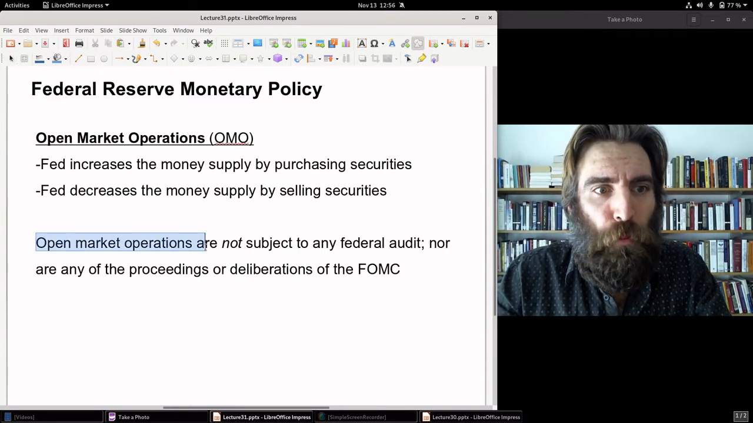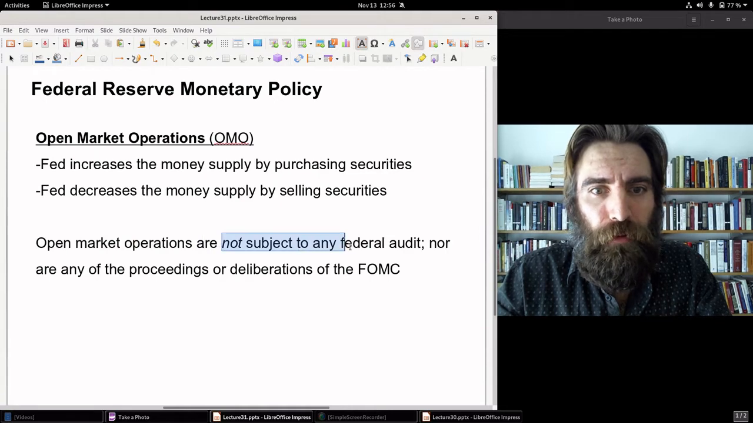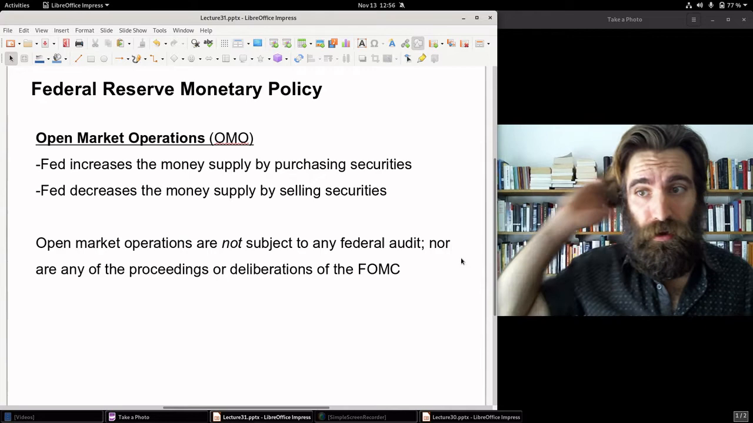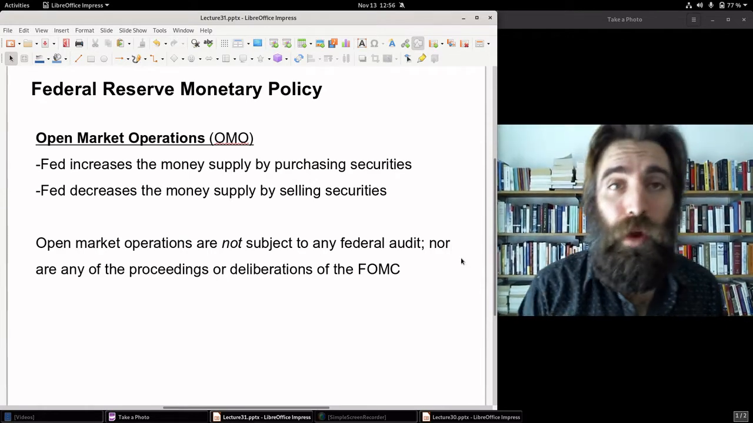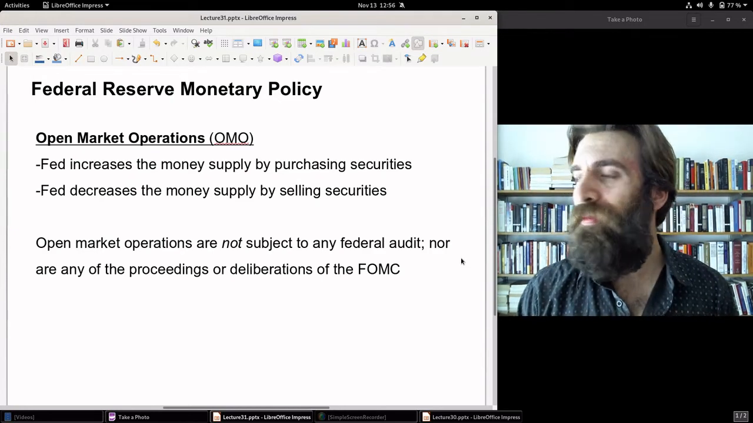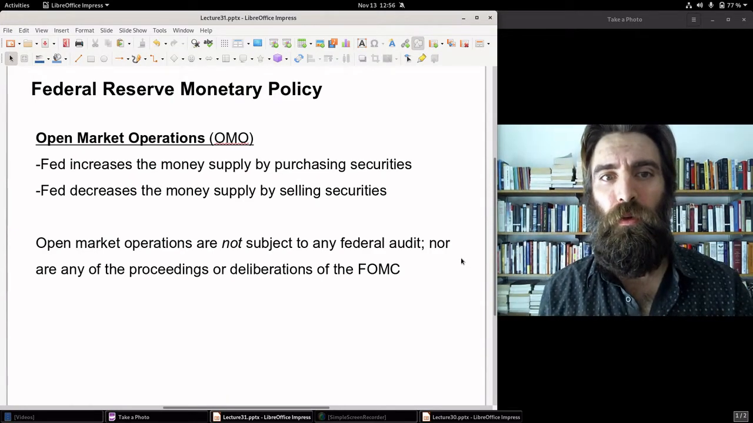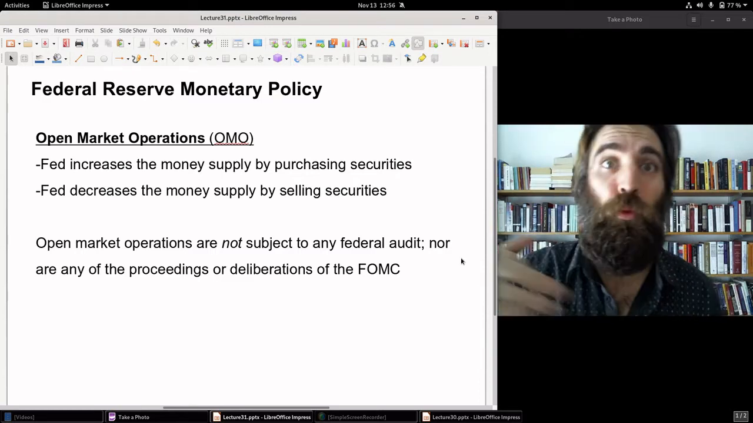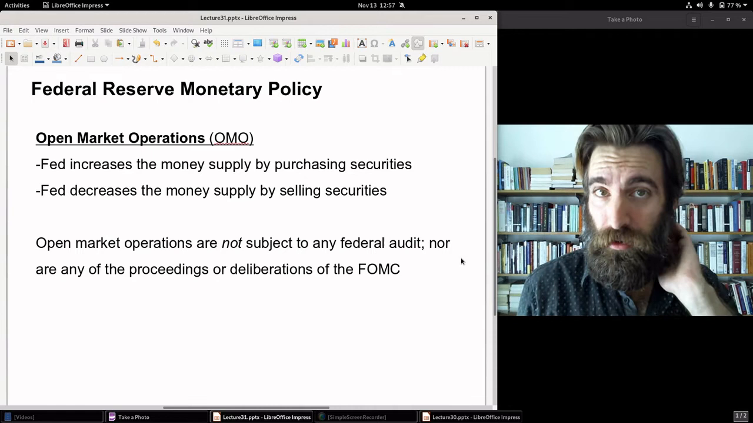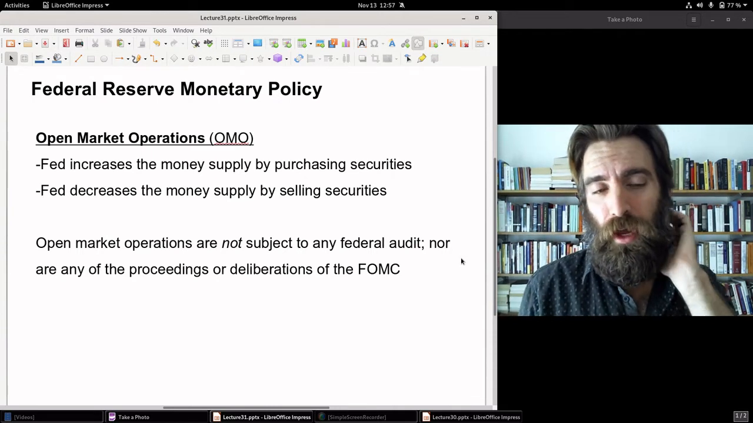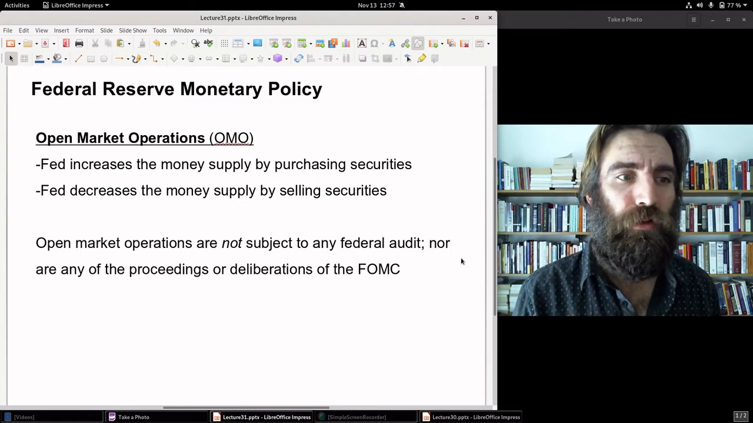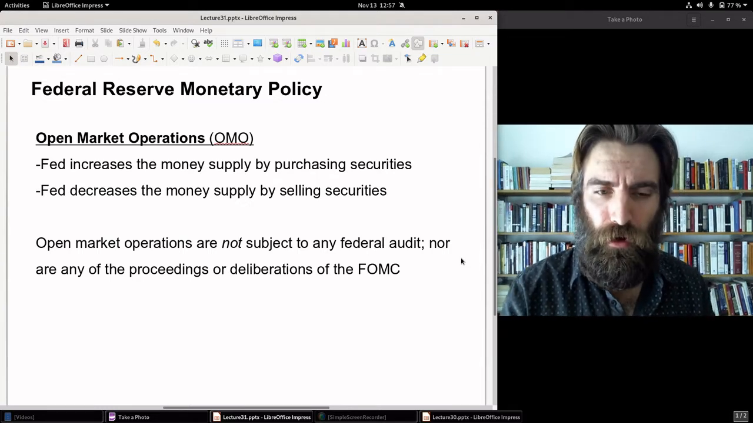Now, this is important. Open market operations are not subject to any federal audit. They are not subject to any government audit. So we don't know exactly all that goes on. We don't know about what purchases are made, at what price, from which dealer. None of that is subject to audit. It's all undercover. There are many people who would like to change that and introduce more transparency at the Fed. The Fed greatly opposes that.